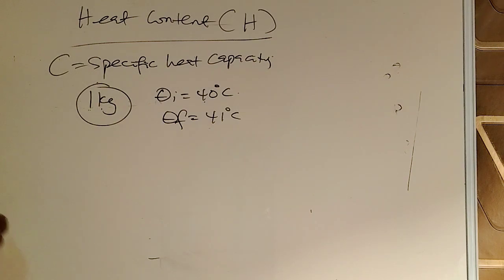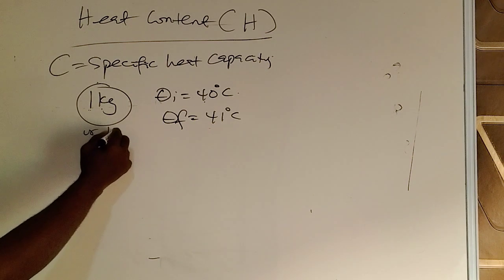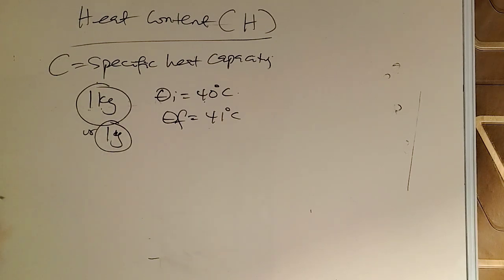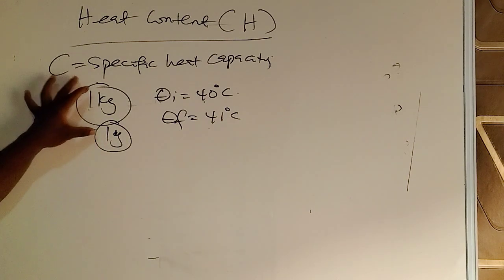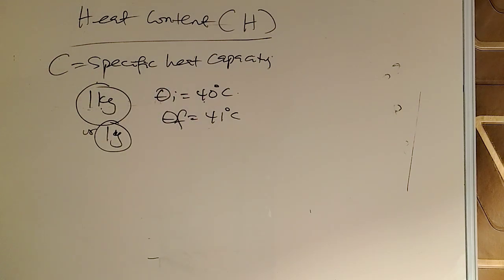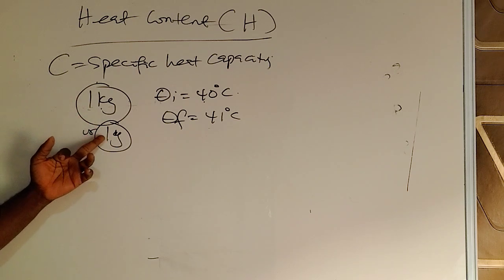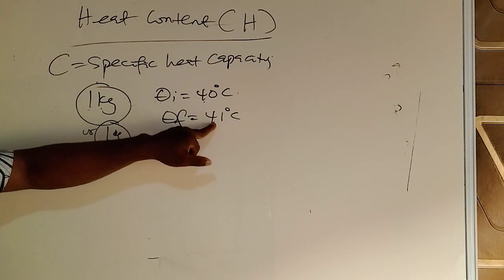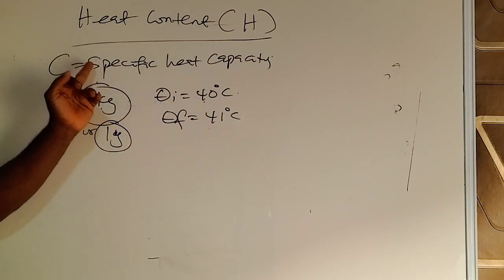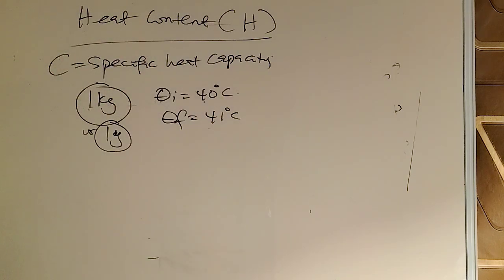I come again. Let's assume that I have either 1 kg or 1 gram of a substance, that is, each is a unit of a substance, and that substance is at an initial temperature of 40 degrees Celsius. The amount of heat I need to increase its temperature, this 1 gram or 1 kg, from 40 to 41, a difference of 1, is what we call the specific heat capacity of that substance. So you now understand the meaning of that.